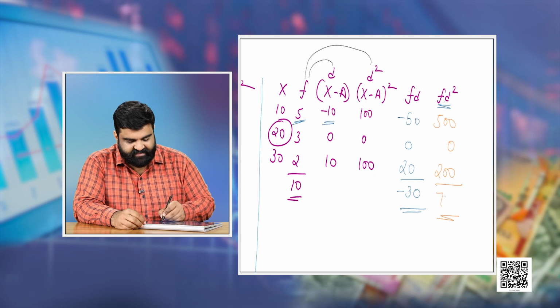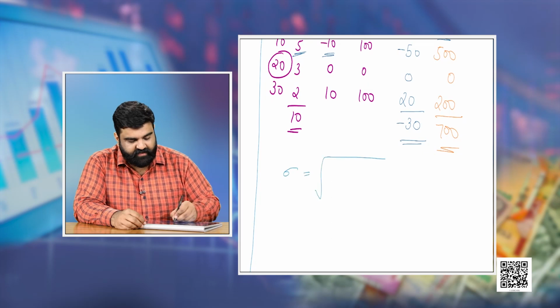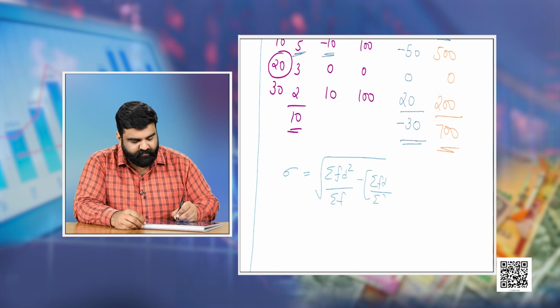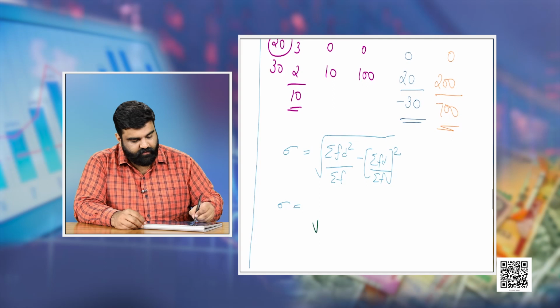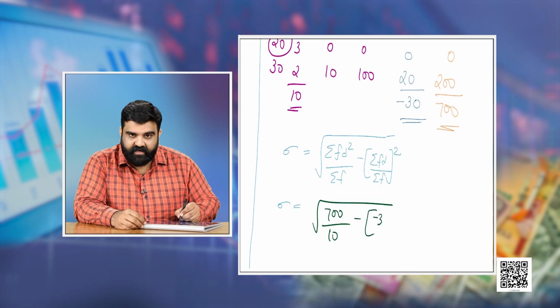So, the total of this will be 700. Now, let us calculate the value of standard deviation. The formula is root of sigma f d square by sigma f minus the whole square of sigma f d by sigma f. So, we have the values as 700 by 10 minus 30 by 10 whole square. So, we have 70 minus 9, which is root 61. My final answer will be again 7.81.